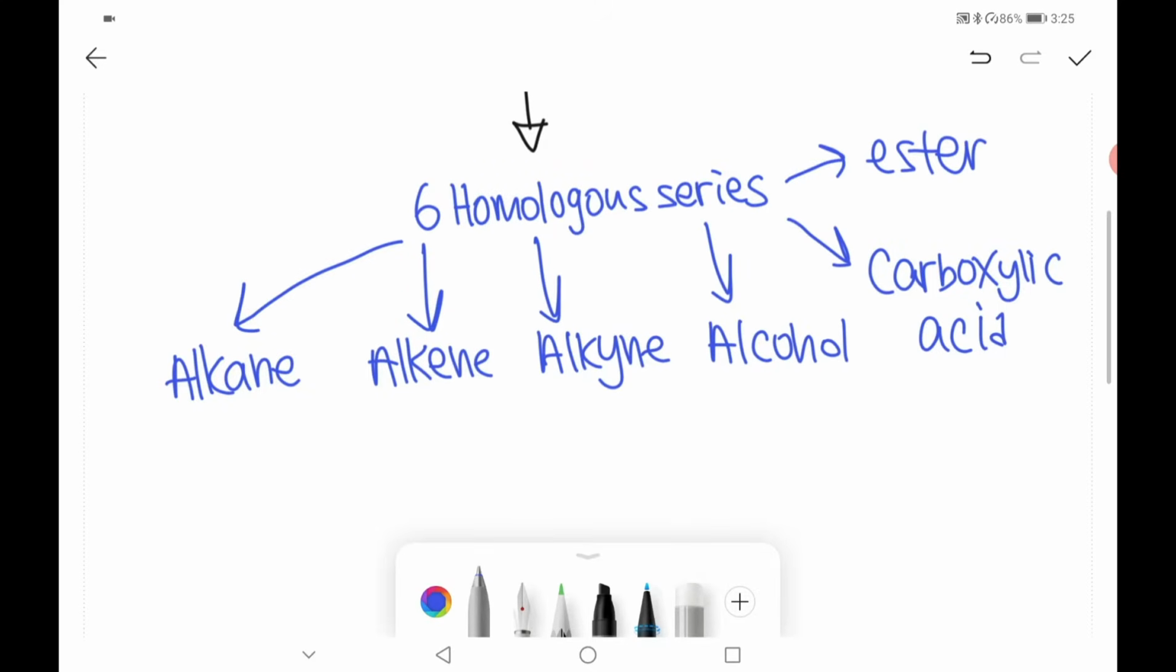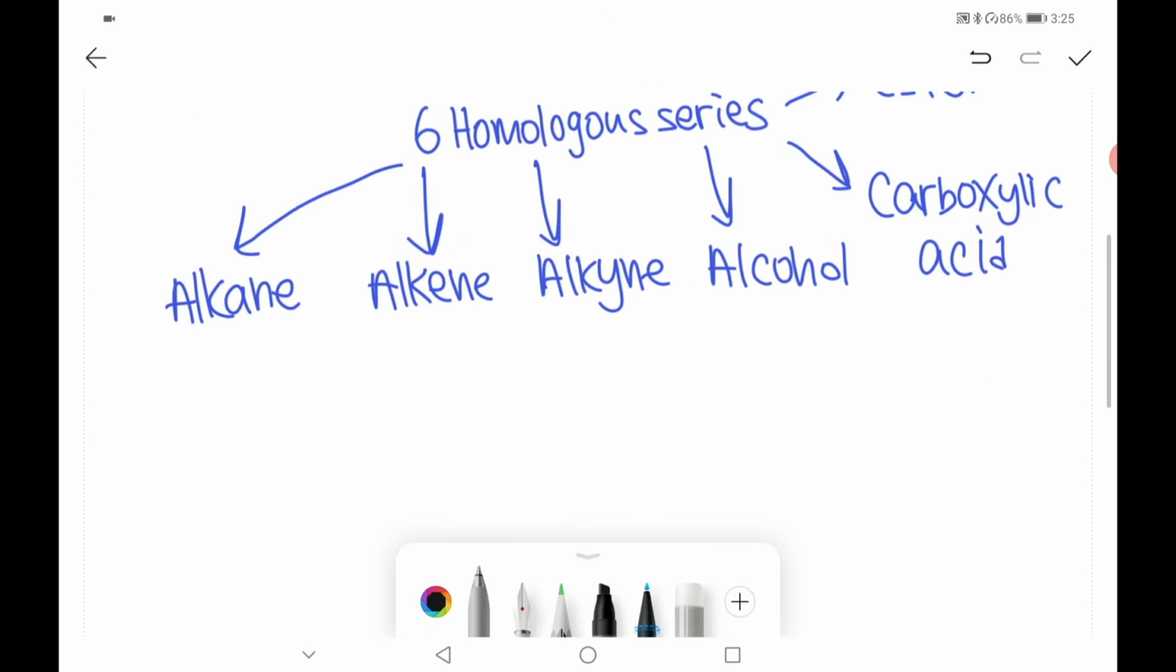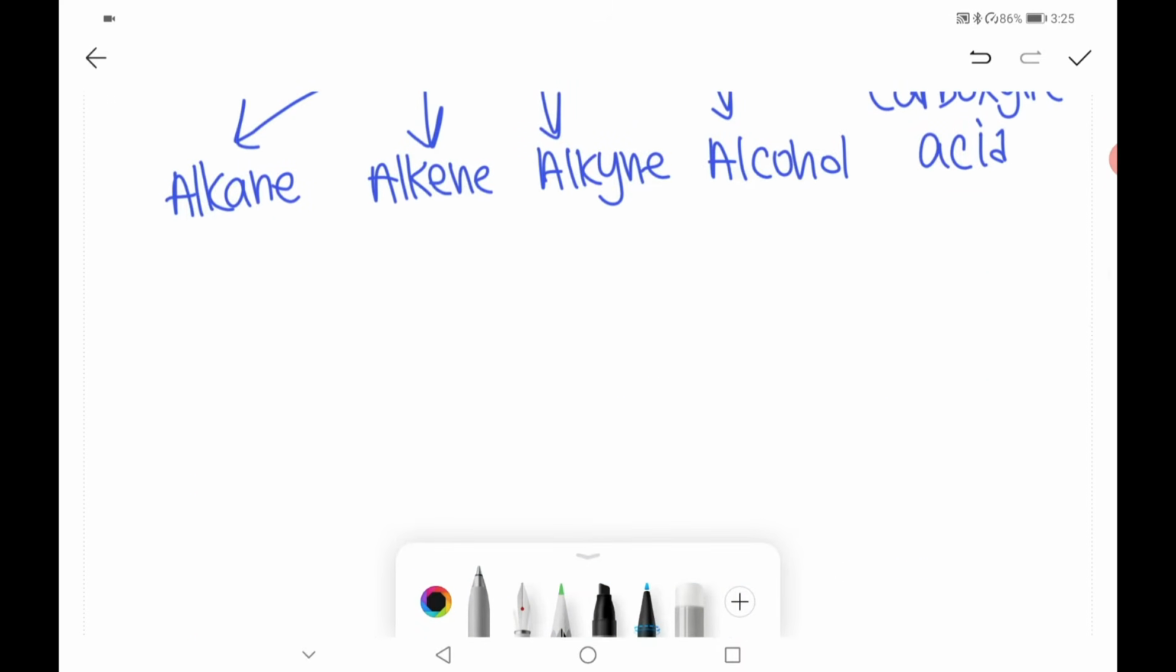All right, so in today's lesson, we will focus on alkane. We will discuss it in detail. Hopefully at the end of this lesson, you will have a much better idea of what alkane actually is. So without further ado, let us kickstart with alkane.